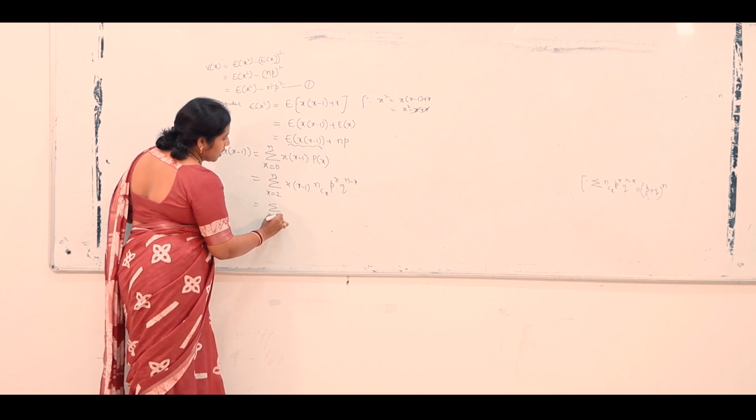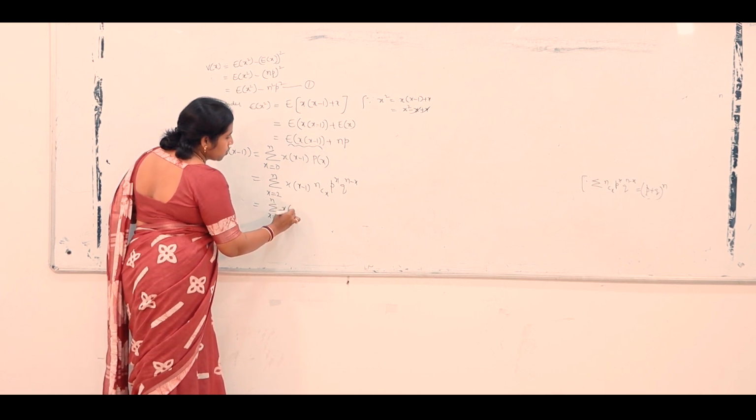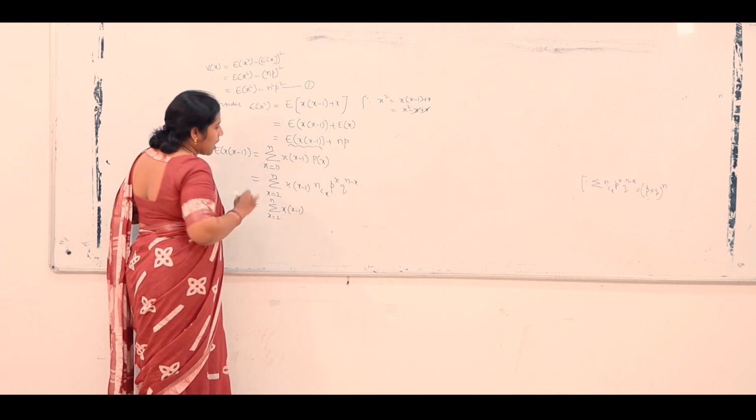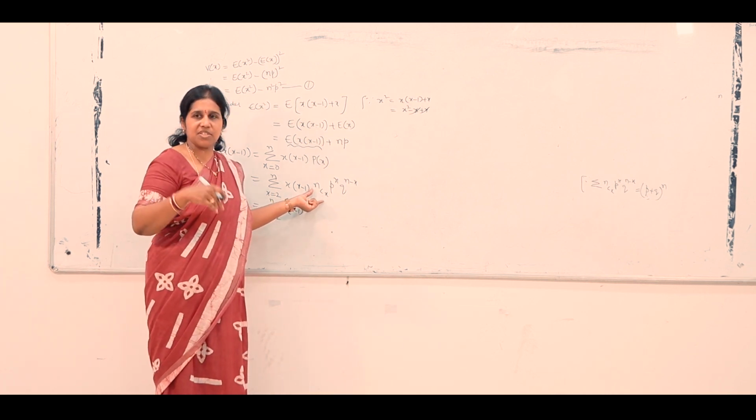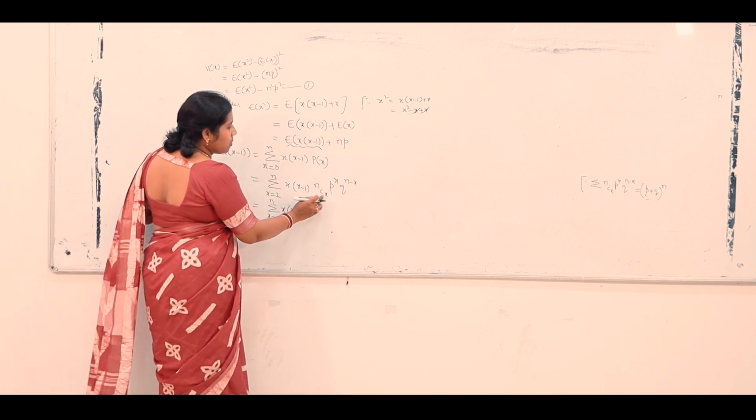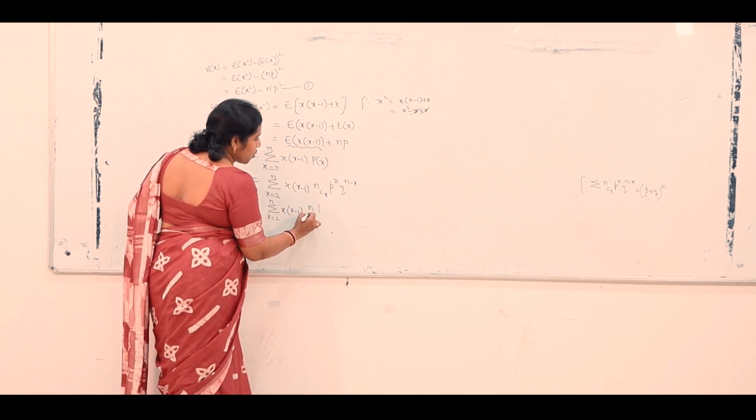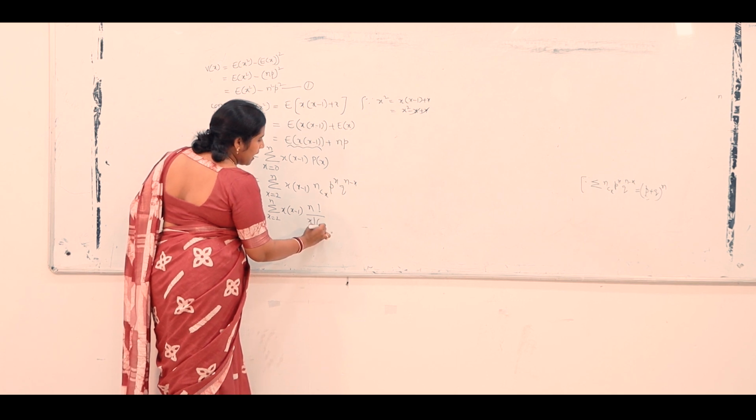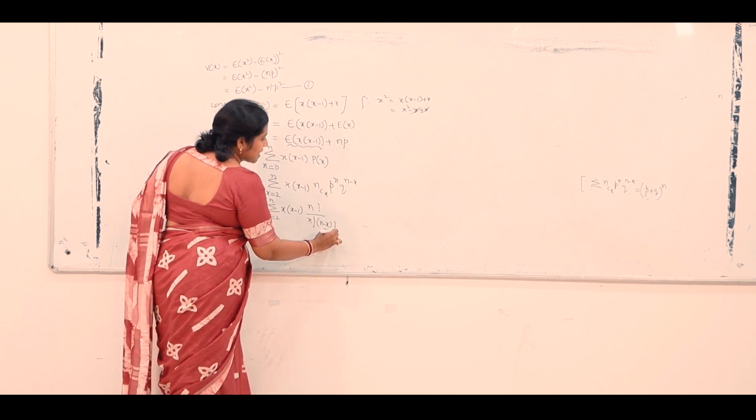Summation x equal to 2 to n, x into x minus 1. So what should I do? NCX, just the same as your mean. We have expanded your NCR formula. So what is the formula for NCX? N factorial by x factorial into n minus x factorial.